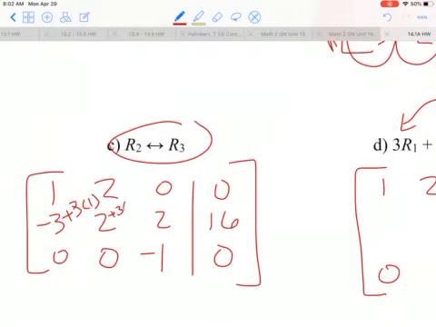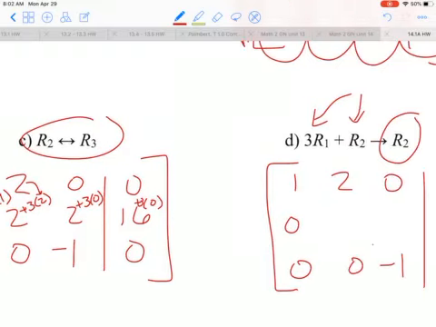Okay, plus 3 of row 1. Notice I took the spot right on row 1. I'm not going to use the same number in all of these. I'm going to use whatever's on top there. So negative 3 plus 3, the first spot gets you a 0.